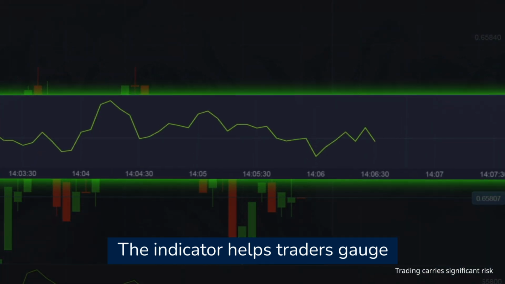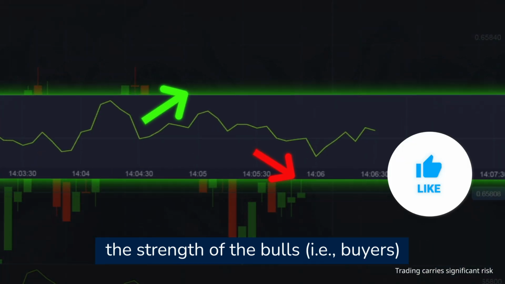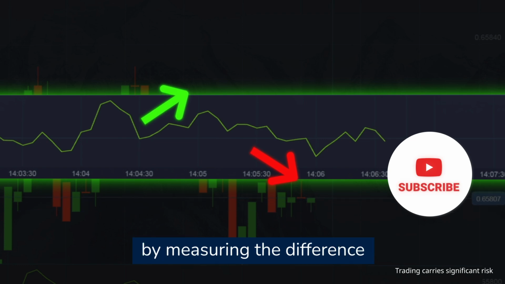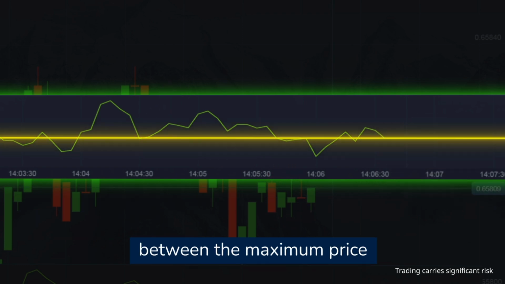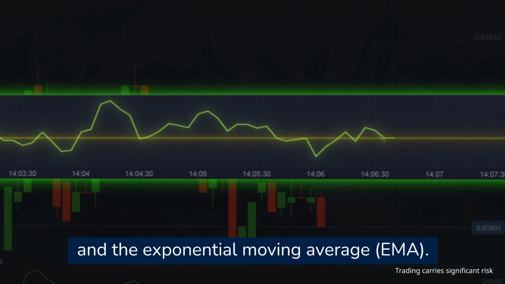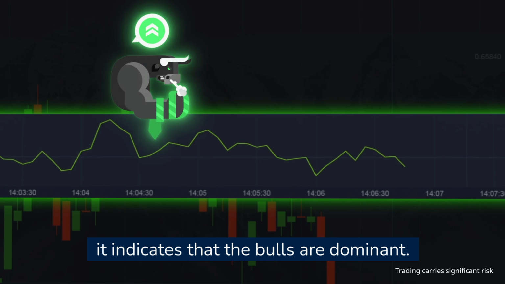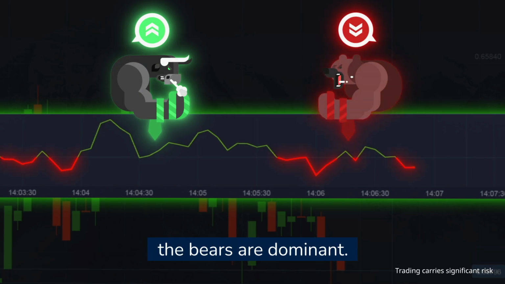The indicator helps traders gauge the strength of the bulls, i.e. buyers, in the market by measuring the difference between the maximum price and the exponential moving average, EMA. If the indicator value is positive, it indicates that the bulls are dominant. If it's negative, the bears are dominant.